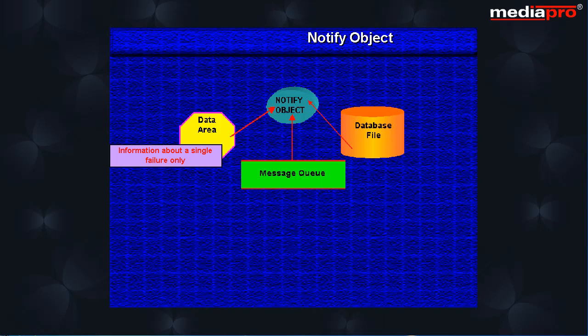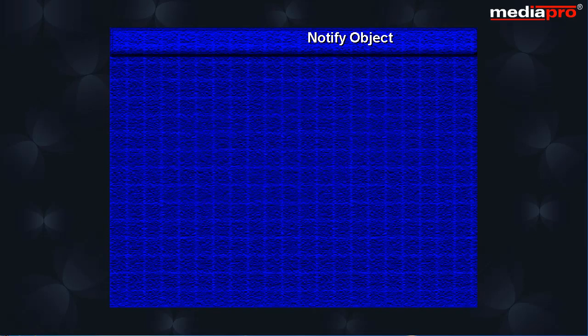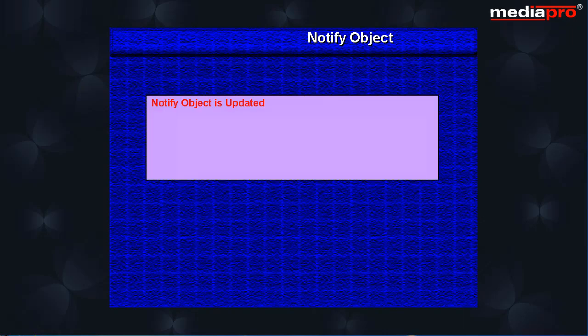A data area can contain information about a single failure only. A message queue can hold many messages, but it cannot be saved, and it is also difficult to retrieve a particular message at random. Database files do not have any such limitations, and hence it is the best choice for a notify object. The object has to be identified on the start commitment control command.